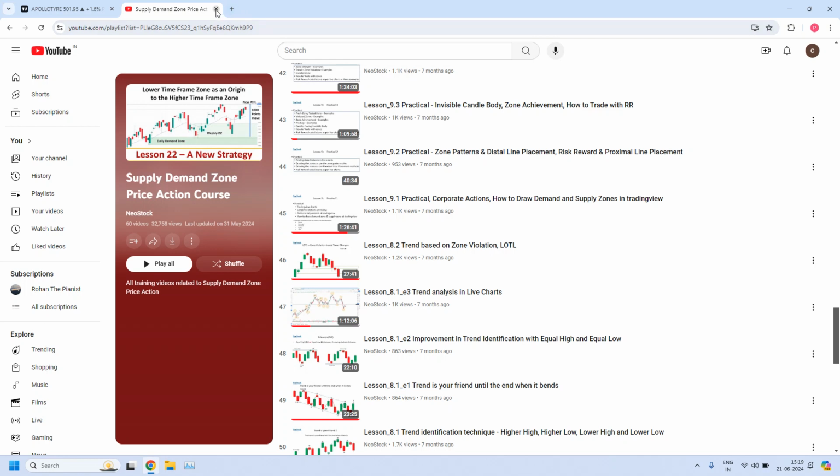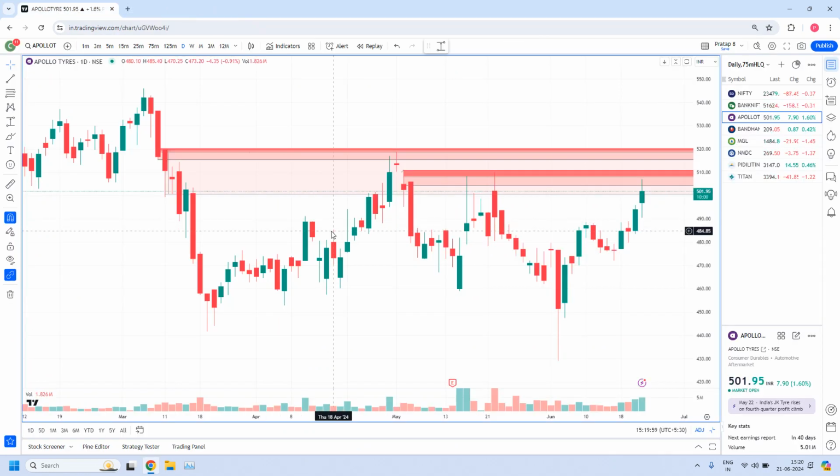Now let's get into the analysis discussion. This is the first one, APOLLOTYRE. Here you have an ERC candle, you have a base candle and a drop candle.